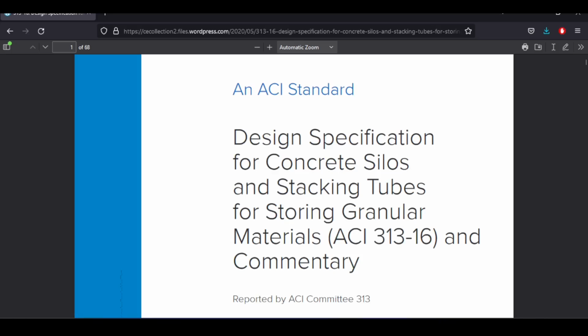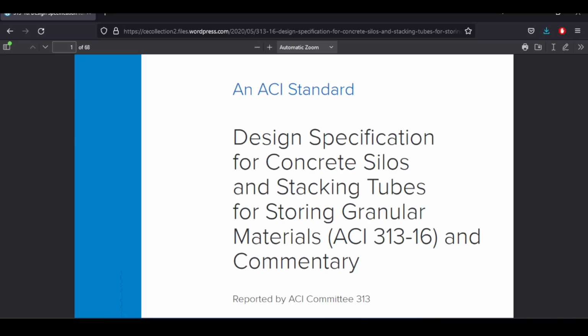In this video, we are going to start a new modeling, design and analysis series covering silos. Of course, silos could be concrete, could be steel, could be all kinds of materials. My focus here is going to be on silos in general, and then I will talk about designing concrete and steel silos. So my reference for most of the topics I will discuss in this series is the ACI 313 2016 design specifications for concrete silos and stacking tubes for storing granular material.